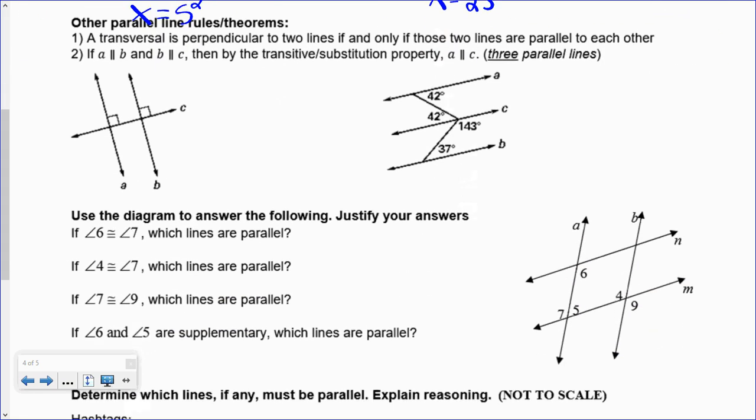Alright. I'm going to briefly talk about this. This is not really anything new. You guys know this. I'm just going to state it and visually show you. If a transversal is perpendicular to two lines, then they're parallel to each other. It's basically saying that if this line is perpendicular to those two, they ought to be parallel. And why would you know that? Because corresponding angles are congruent. Right? They're both 90. Corresponding angles are congruent. That's why they're parallel. Okay.